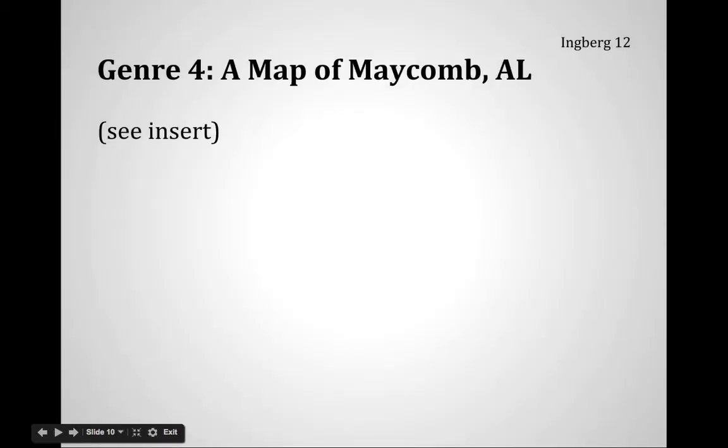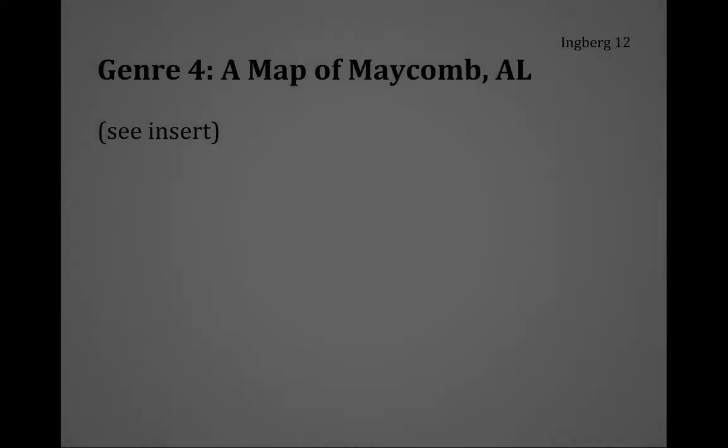Genre 4, I created a map of Macomb, Alabama, so I have to include this page with the correct formatting in the top right corner, my last name and the page number, but then the little parentheses that says to see the insert, and I will have to insert the map that I had hand-drawn right after this page.